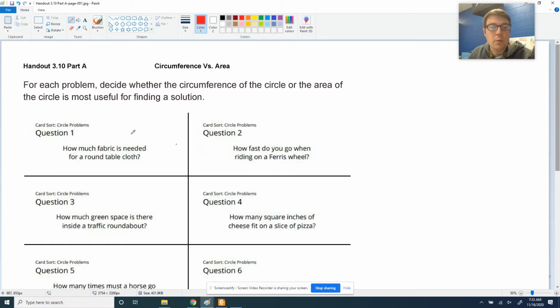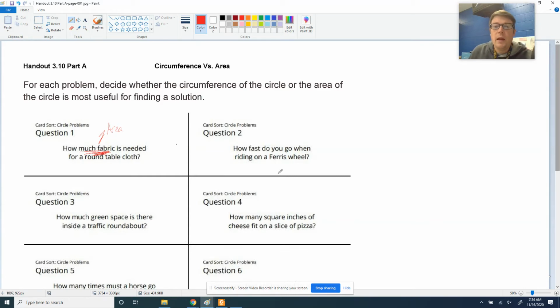All right, so here we go. Question number 1 says, how much fabric is needed for a round tablecloth? Anytime they're asking you for a fabric or something like that to cover something, that's a dead giveaway that it's going to be an area type problem. Another way that I think about that is like upholstering or covering a surface. If fabric is involved, unless it's going around the shape, then it's going to be an area problem.